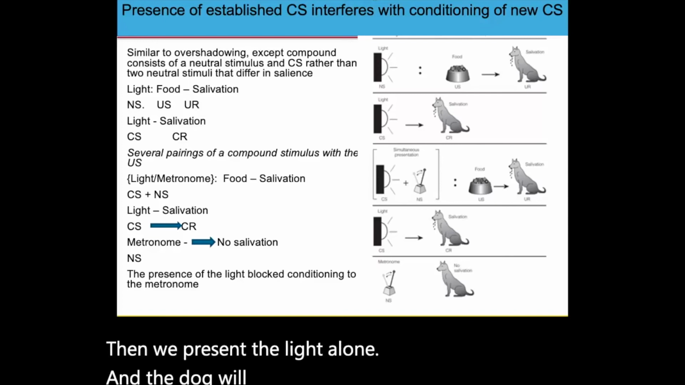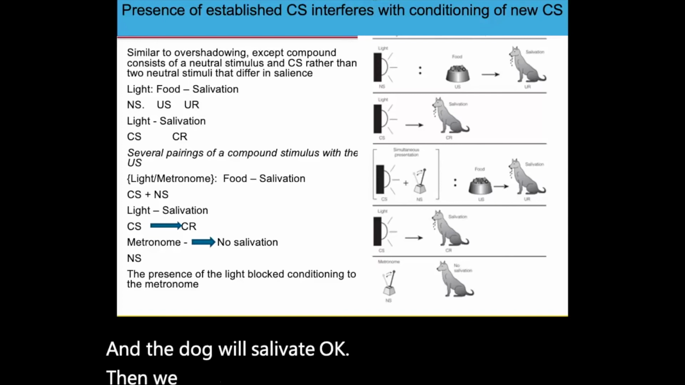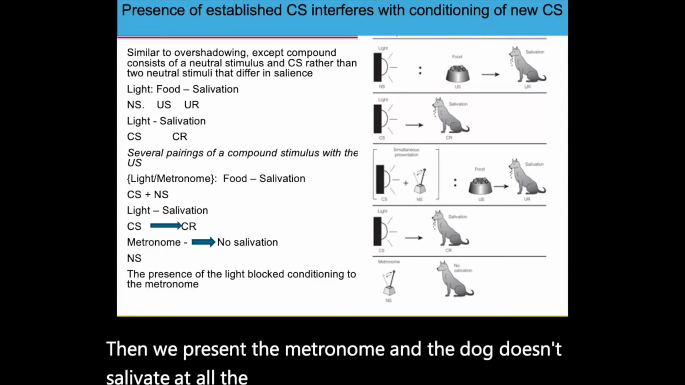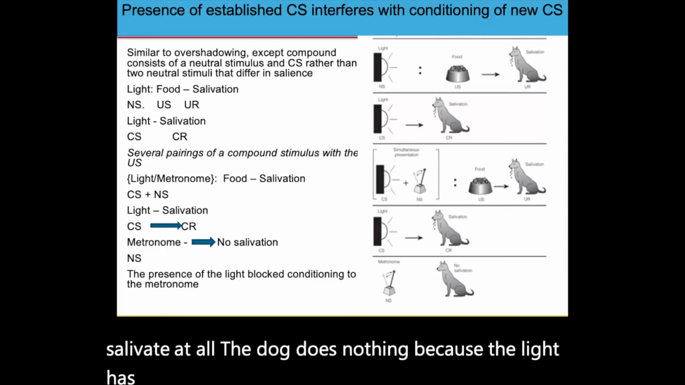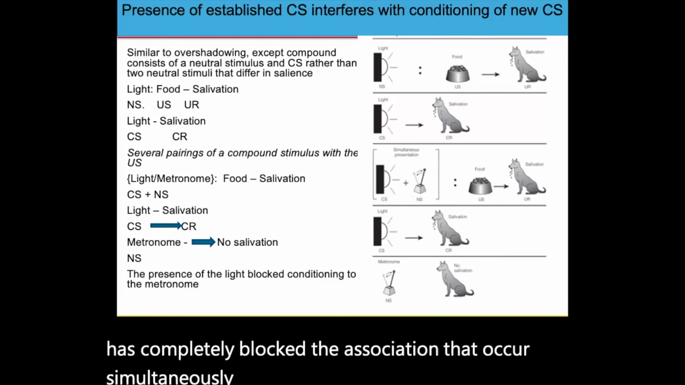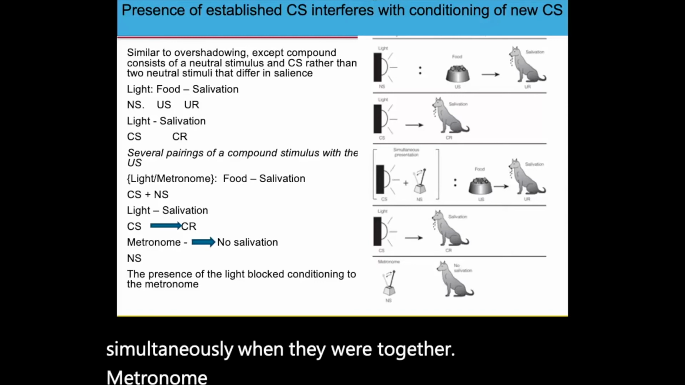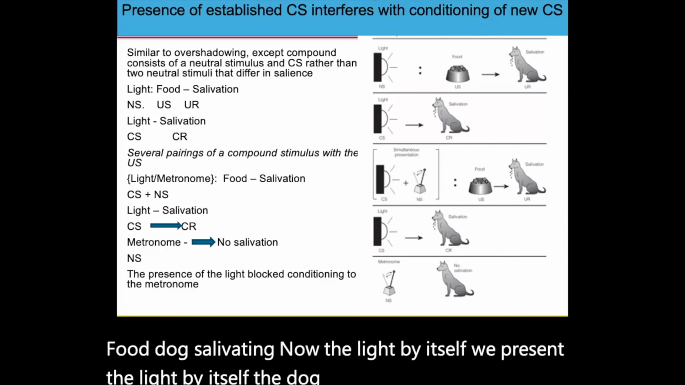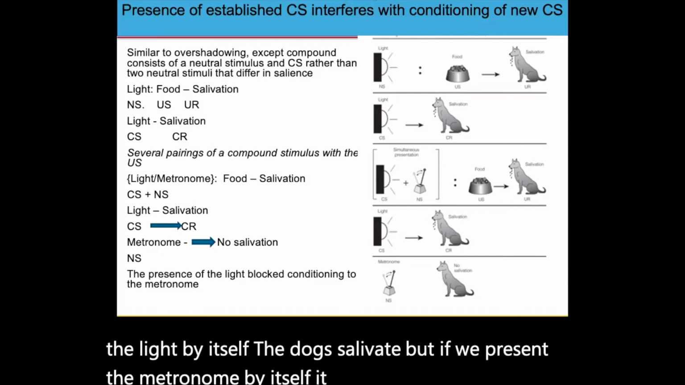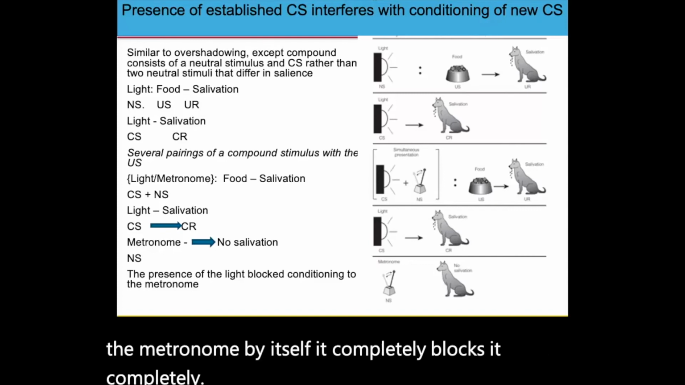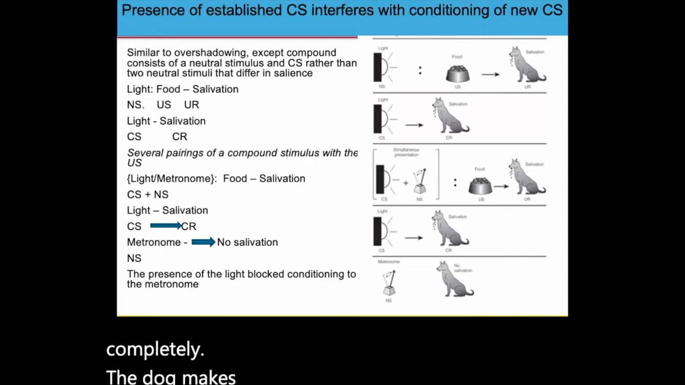Then we present the metronome and the dog doesn't salivate at all. The dog does nothing because the light has completely blocked the association that occurred simultaneously when they were together. Light, metronome, food, dog salivating. Now we present the light by itself, the dog salivates. But if we present the metronome by itself, it's completely blocked, the dog makes no connection to it, and there's no salivation.